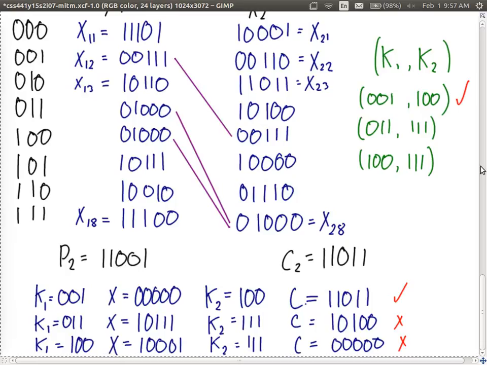Count the number of operations we did with a single version of Bob. How many encrypts or decrypts did we do? Count them.